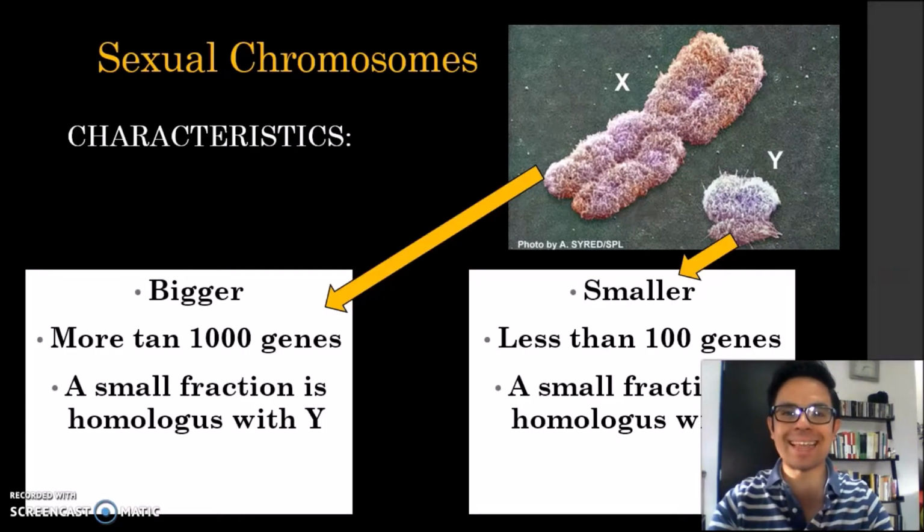Some of the characteristics that make the chromosome X different from the Y is that the chromosome X is obviously bigger than the Y one. It has at least 1,000 genes and it's going to have just a small homologous fraction with the Y chromosome. On the other hand, the Y chromosome will have less than 100 genes, and as the X chromosome, just a small fraction of it will be homologous. That's why X and Y chromosomes, and X chromosomes in the case of the girls, will form the last pair of chromosomes in a karyotype, because of that little fraction that will be homologous in both cases.